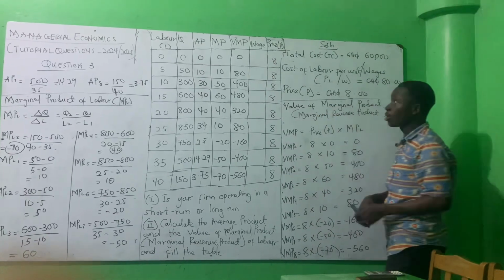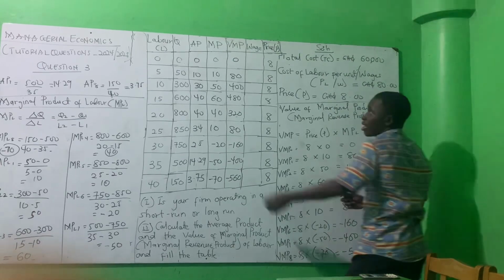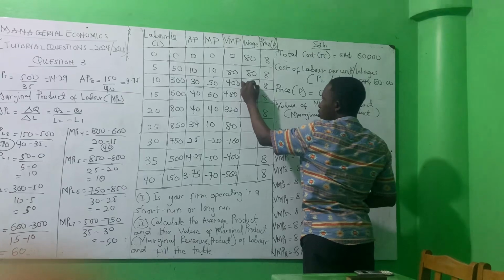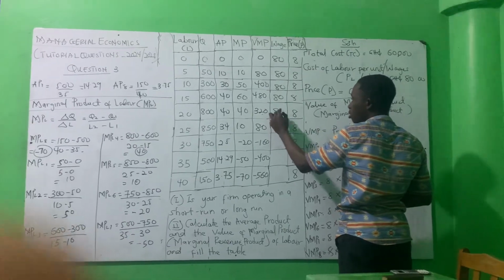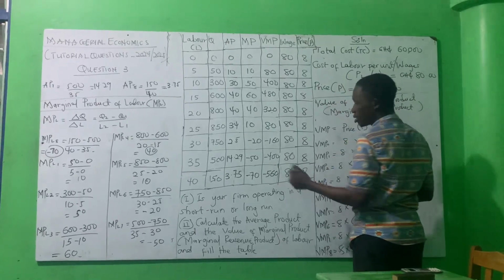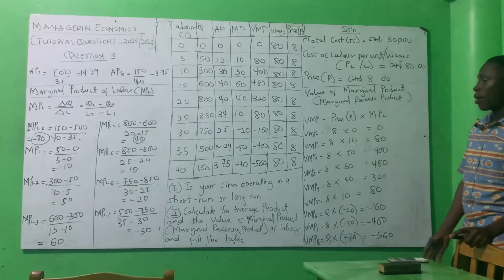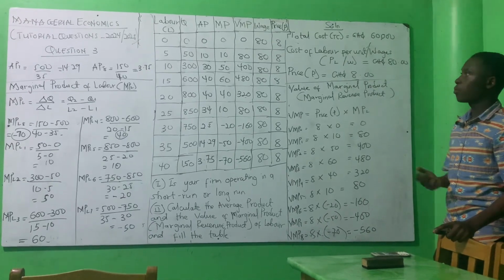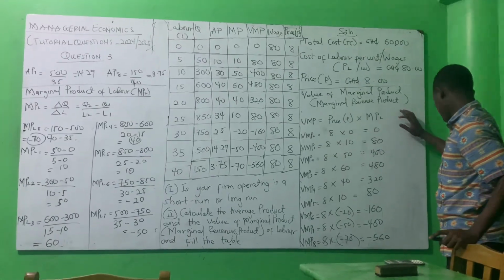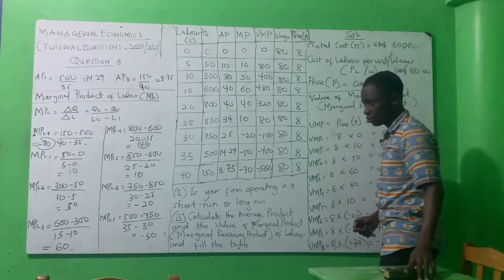So we are left with the wages side. I indicated earlier on that the wage is the same as our price of labor, which was given as what? 80. So meaning that whole column is 80. So we have 80 here, 80, 80, 80, 80, 80, 80. So that's all for the II part of the question. We've calculated marginal product, average product, and value of marginal product, which they stated is the same as the marginal revenue product.